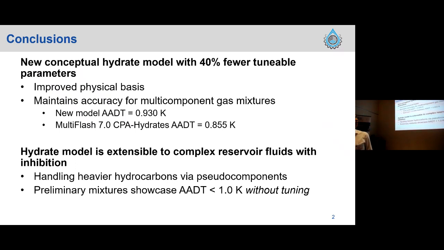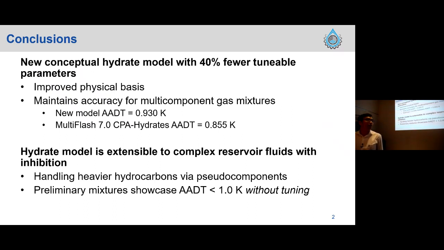Firstly, I'll be walking through a new conceptual hydrate model that we've developed that has 40% fewer tunable parameters, and this comes with an improved physical basis on the theoretical side, and I'll discuss the result and how it maintains accuracy for multi-component gas mixtures.